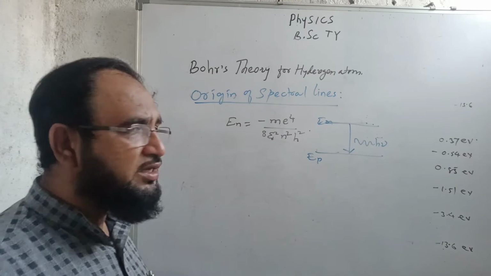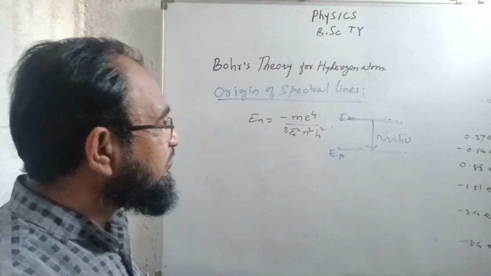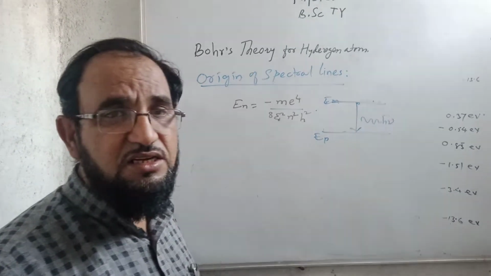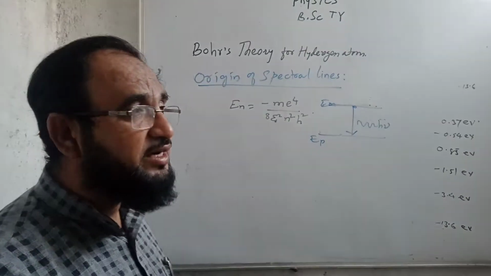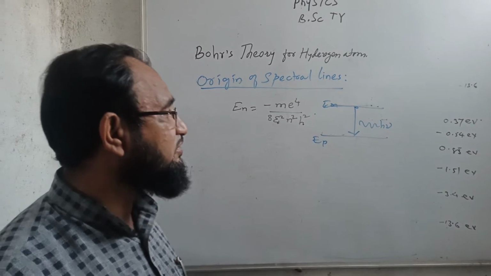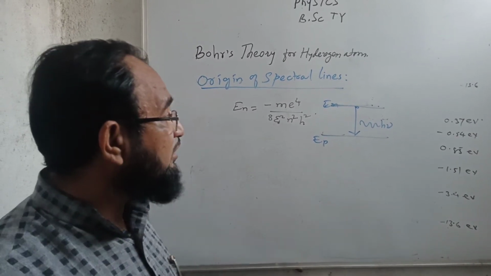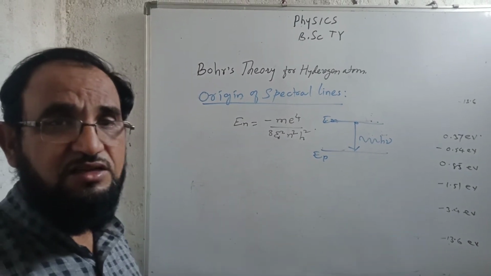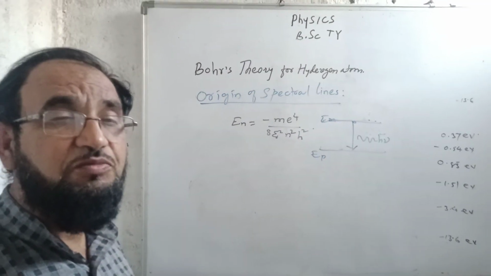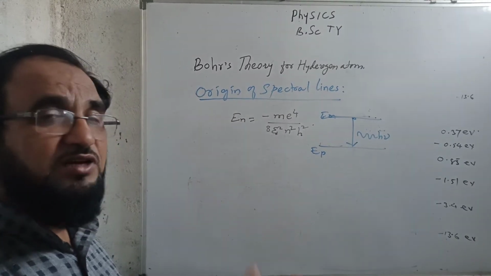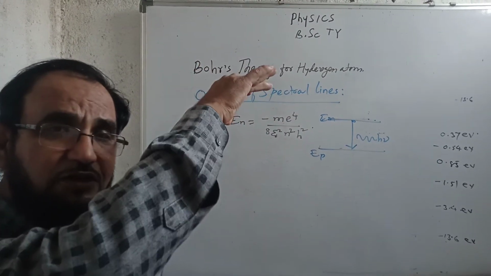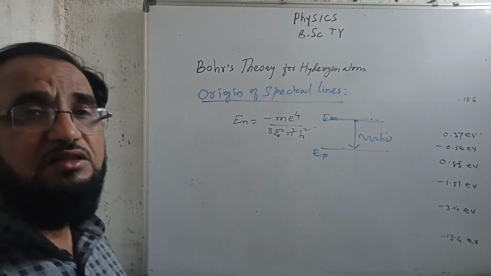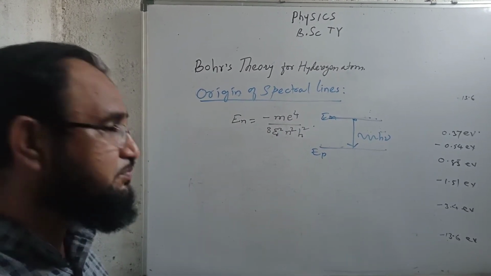H nu energy will be radiated, and when there is a jump of the electron, this energy is in the form of the electromagnetic waves, and it has the frequency, it has the wavelength. Therefore we say that it is a spectral line. The jump of the electron will produce a spectral line. Electron may jump from the higher orbit to the first orbit or higher orbits to the second orbit, and there is origin of the spectral lines.